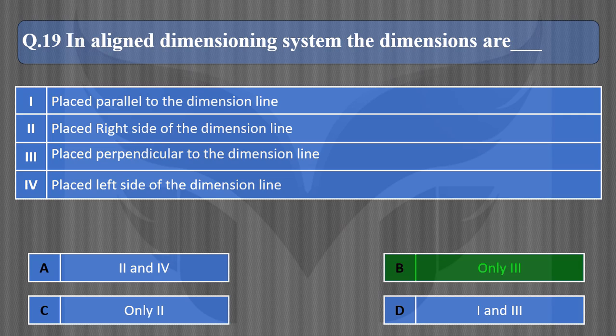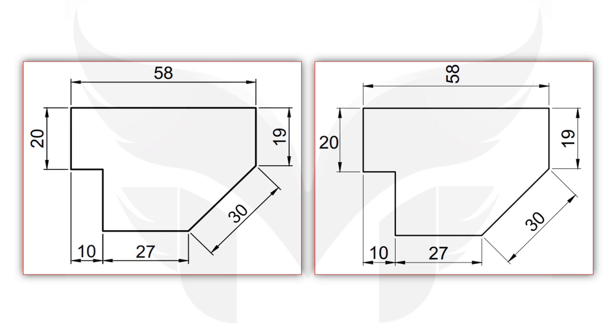Let's see what the aligned dimension system is. Here we have two figures with dimensions in which the figure to the left is correct and the one to the right is incorrect. If we look at this 58 dimension, here the orientation of 58 is vertical, meaning that it is perpendicular to the dimension line. And in the second figure, the orientation of dimension 58 is parallel, which is incorrect. Also, look at this dimension 20. In the left figure, it is perpendicular to the dimension line, and in the right figure, it is parallel to the dimension line, which is incorrect.